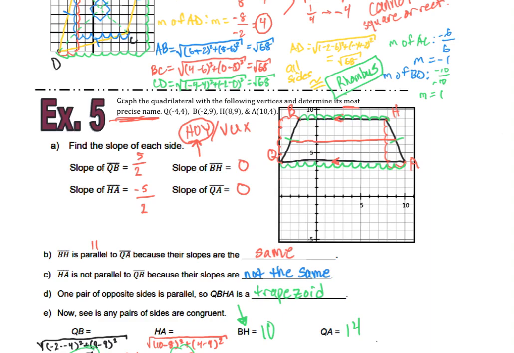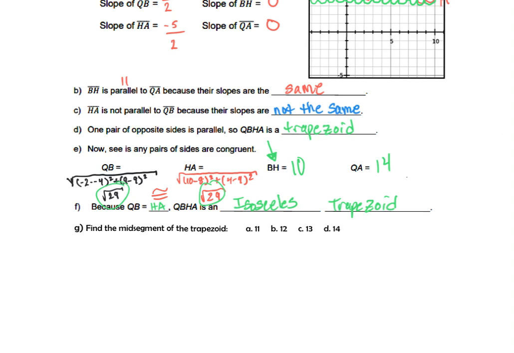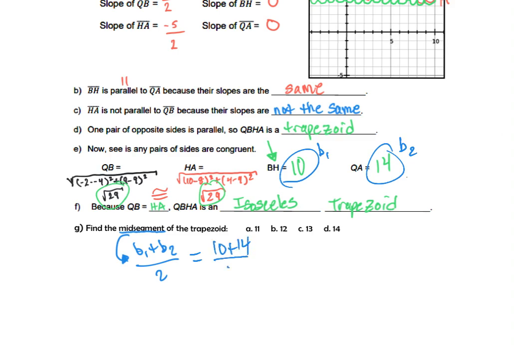If you remember, the mid-segment formula for a trapezoid is base 1 plus base 2, divided by 2. And we know what base 1 and base 2 are. The bases, the top and bottom, are 10 and 14. These are base 1 and base 2 up here. So if I plug them in down here, we're going to get 10 plus 14 divided by 2. 10 plus 14 is 24, and 24 divided by 2 is 12. So the answer is B. And that's it for today.